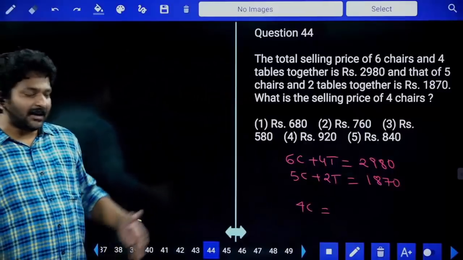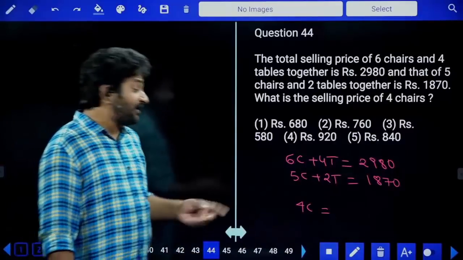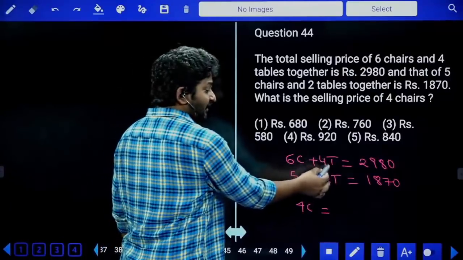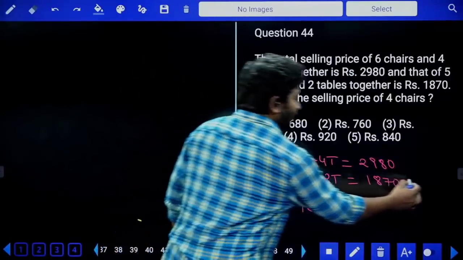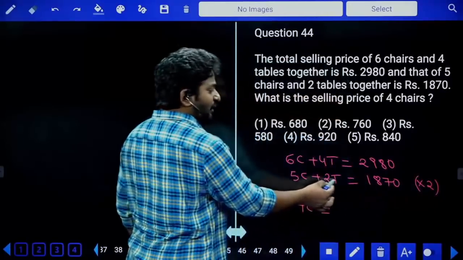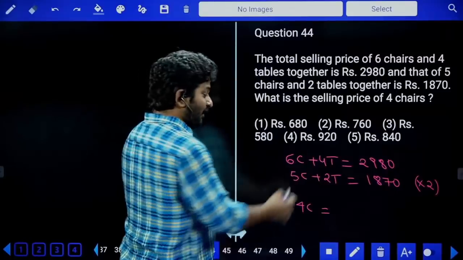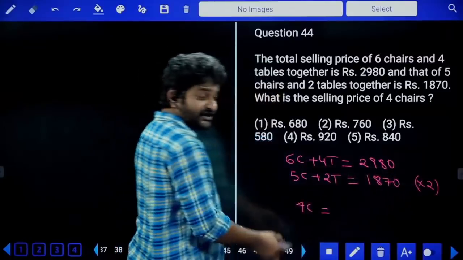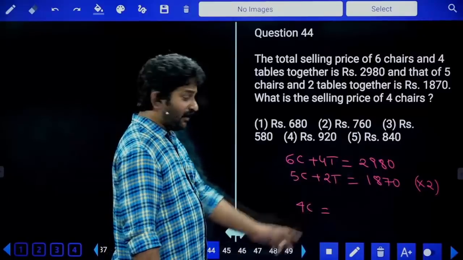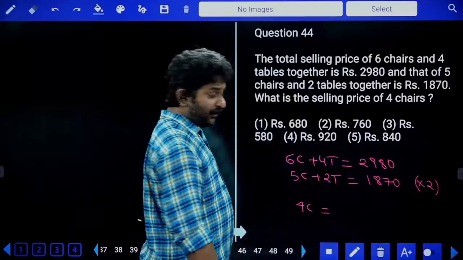See, when you want to calculate the price of 4 chairs, first of all you need to know the price of 1 chair. How do you get it? When you eliminate tables. 4 tables we have here, and here we have 2 tables. So if you multiply the second equation by 2, 2 into 2t is 4t, and here also 4t, that gets cancelled. 5 chairs into 2 is 10 chairs, minus 6 chairs, that will give you the direct 4 chairs value. So 2 times this number minus 2980, that's what we have to follow.